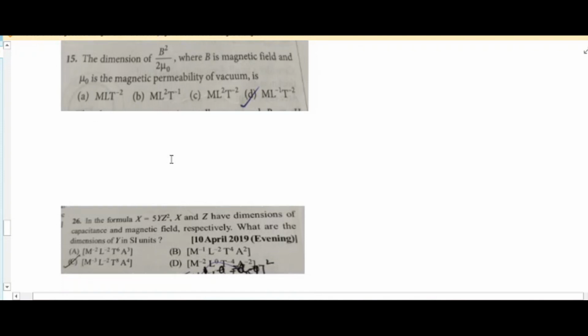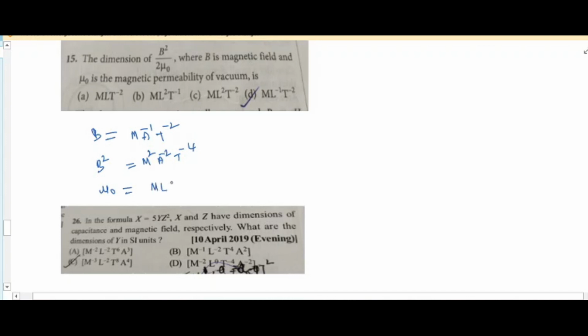So, here the dimensions of B square by 2 mu naught, where B is a magnetic field and mu naught is the permeability of vacuum. See, in a conceptual video I already derived the dimensional formula of magnetic induction. B is equal to M A to the power of minus 1 T to the power of minus 2. Therefore, B square is equal to M square A to the power of minus 2 T to the power of minus 4.